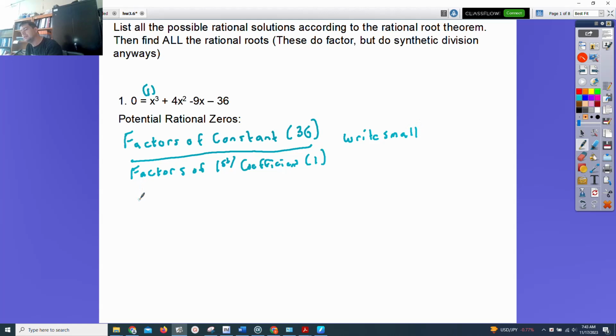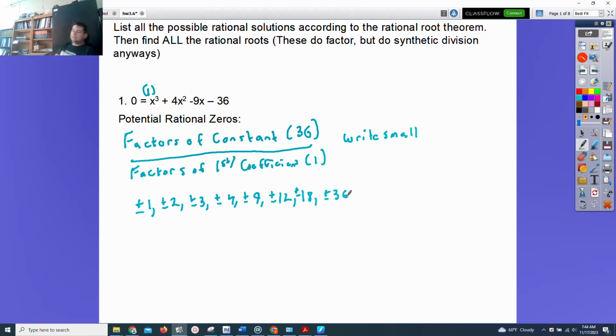Factors of 36 written out in order are plus or minus 1, plus or minus 2, plus or minus 3, plus or minus 4, plus or minus 9, then followed by 12, looks like an 18. And finally, I forgot the plus or minus symbol, plus or minus 36. And you're supposed to guess and check through these and see if, of course, after you write out the list, you're supposed to find all of them.